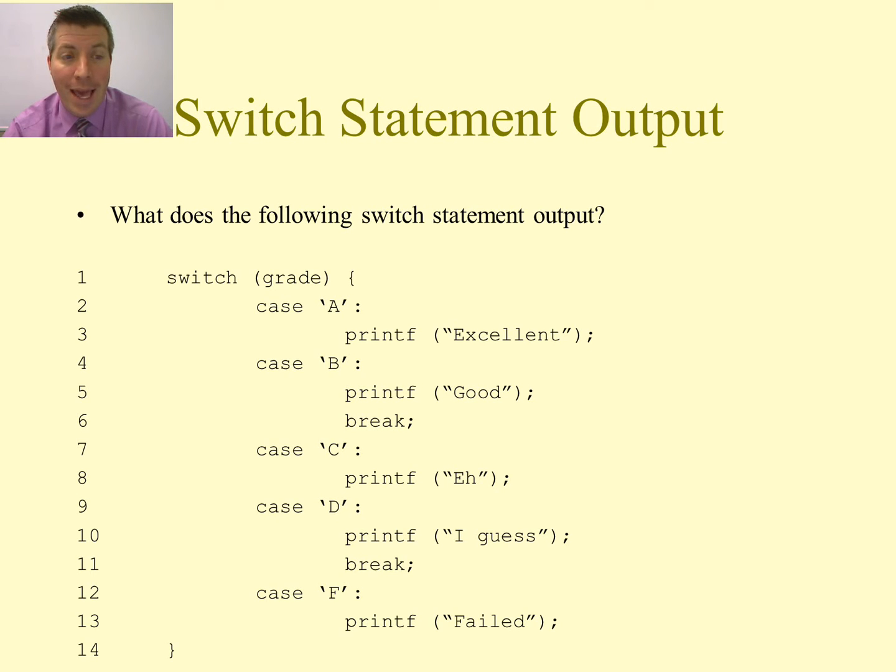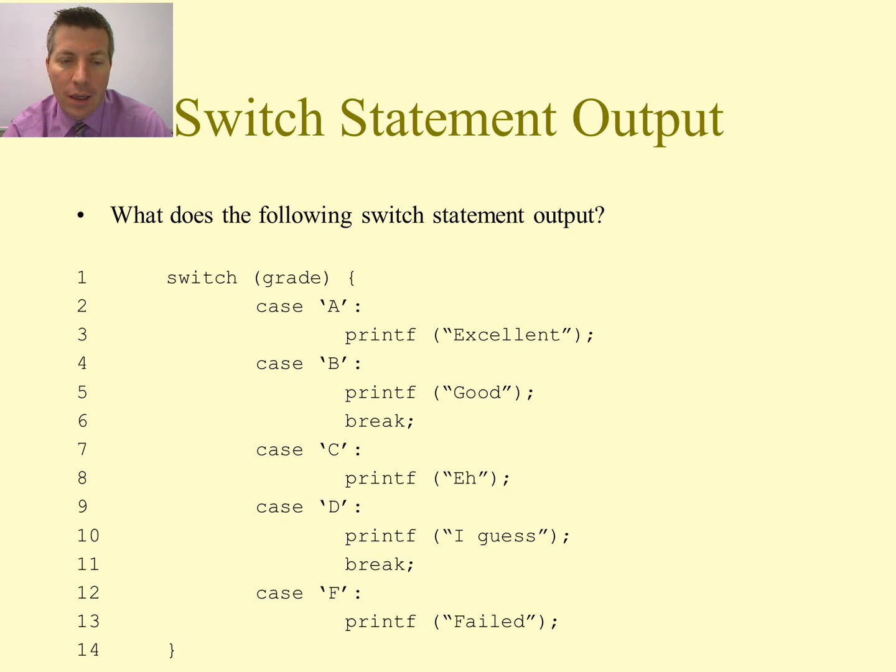Let's say that we get a capital A. So we come into our switch statement, grade is equal to capital A. We check line 2. Is A equal to A? The answer is yes. We print out excellent. We will not check line 4. We will not check the next case. Instead, we are going to go to line 5. We're going to print out good, and then we will break. So if the grade was a capital A, we're going to print out excellent followed by good, and then we'll break out of our switch statement.